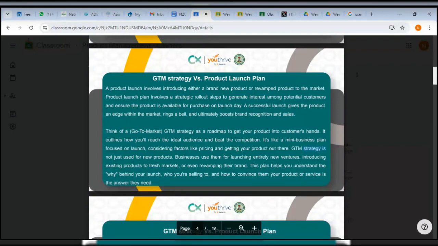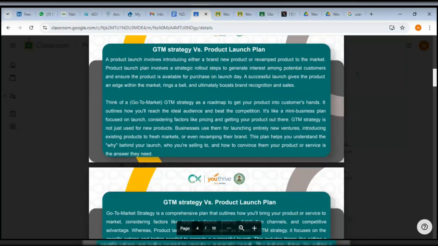The GTM strategy is not just used for new products. Businesses use them for launching entirely new ventures, introducing existing products to fresh markets. So sometimes you already have a product, but you're trying to create a new market for it. By new market, it means you're trying to maybe rebrand it or revamp it in such a way that you reach a different audience.